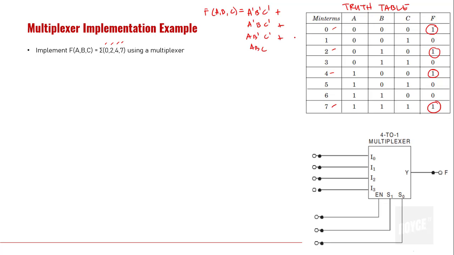And then the next step is, we assume that the most significant bit will be included in the input lines. And then the rest of the bits or the variables will be used in our selection lines in order. Okay, so ito, i-assume ko ito, ilalagay ko to sa input. Ito lalagay ko to sa select lines ko.